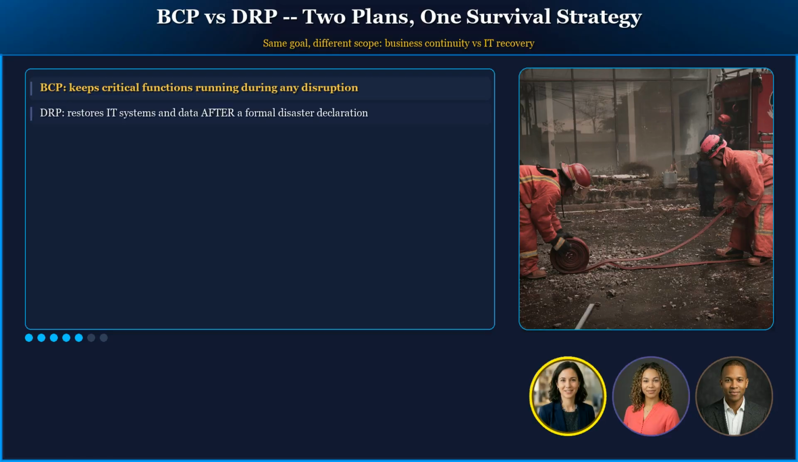The business continuity plan addresses the question, how does the organization keep its critical business functions operating during and after a disruption?